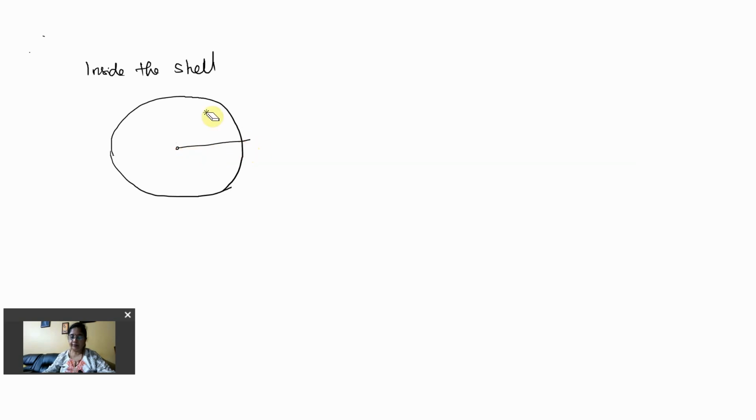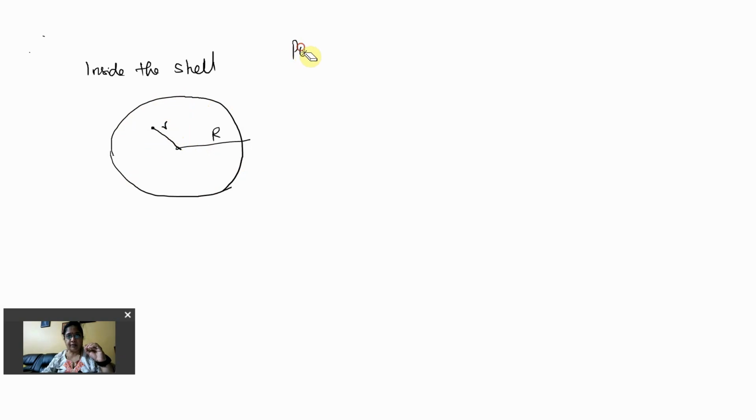The sphere has a radius R. Let me consider a point somewhere here, lying inside the shell at a distance r smaller than R. If you need to find the potential at this point, you need to find the potential due to the inside element and the potential due to the outside element, and then add.